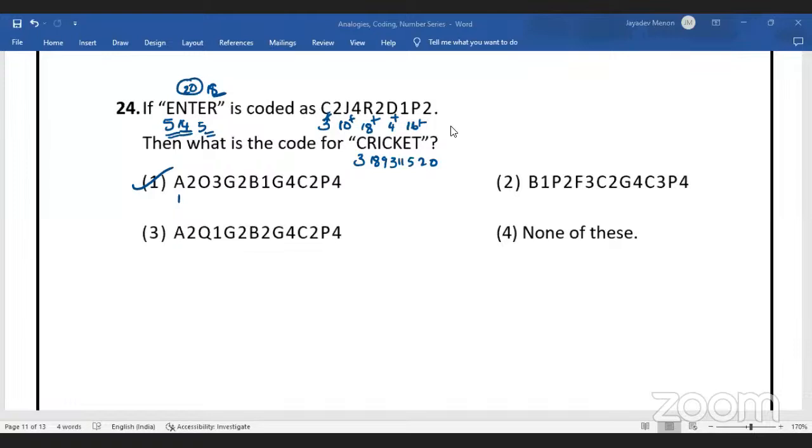If you are looking at the first option, the alphabetical position of A is 1, O is 15, G is 7, B is 2, again G is 7, and for P it is 15. Now 1 plus 2 gives 3, 15 plus 3 gives 18, 7 plus 2 gives 9, 2 plus 1 gives 3, 7 plus 4 is 11, 3 plus 2 is 5, 16 plus 4 is 20. So option 1 is the answer.